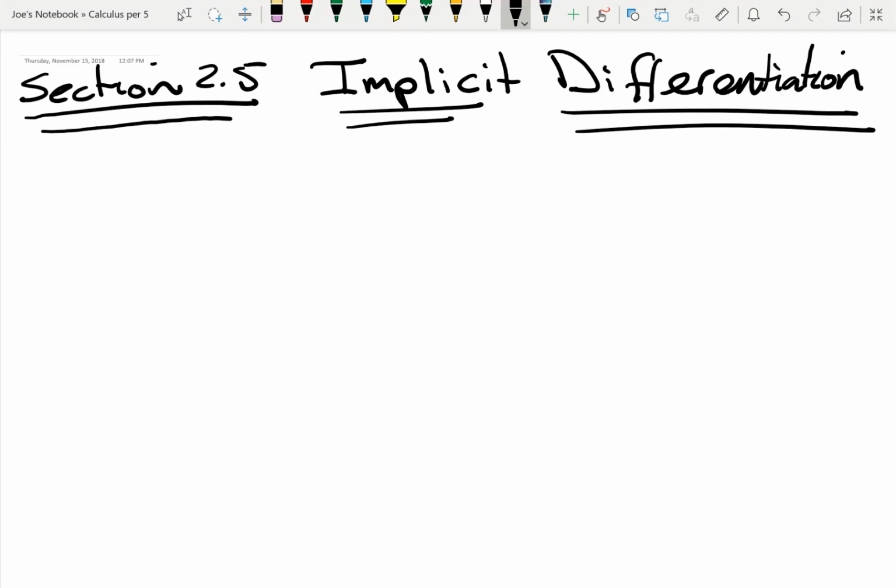Okay, so the lesson is going to be implicit differentiation. It's going to be functions defined implicitly versus explicitly.